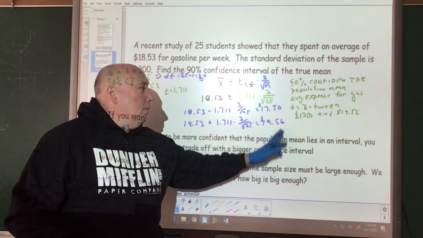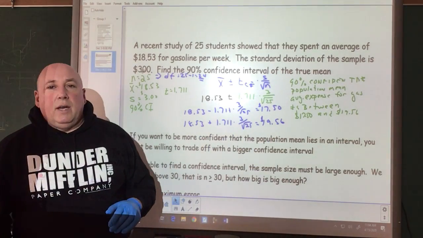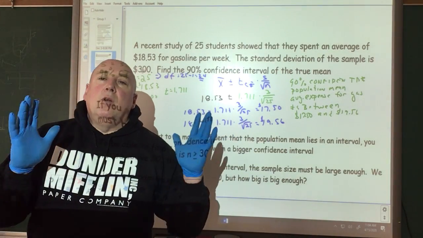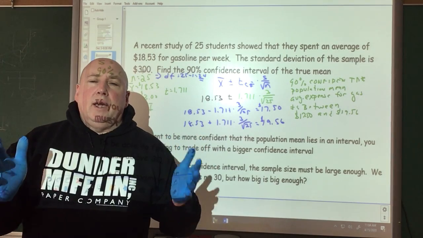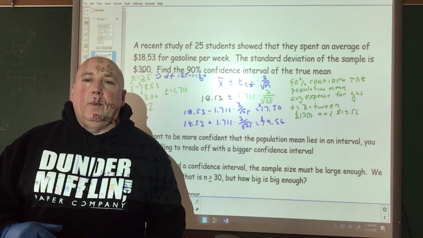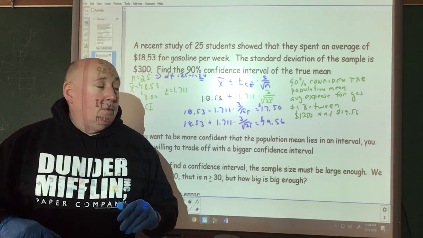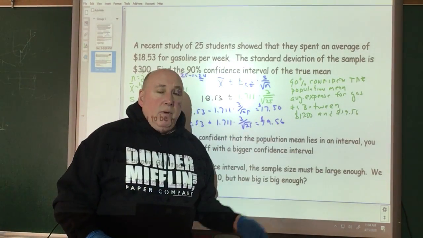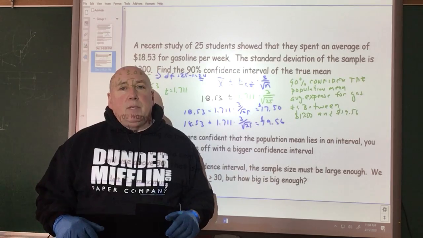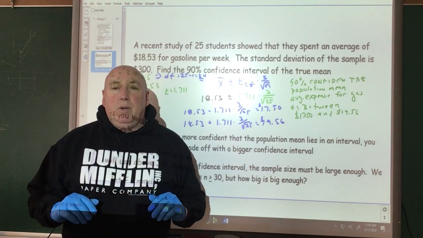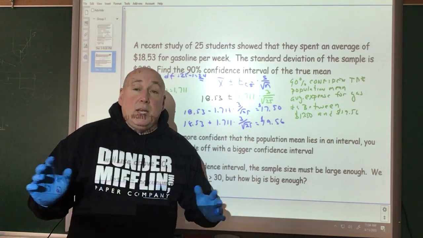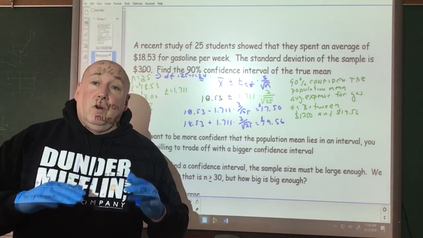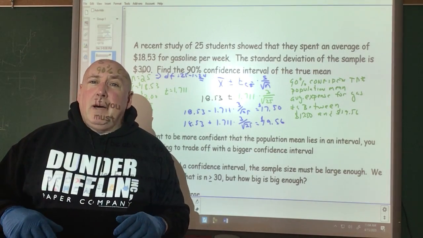Once again, you need to make sure you get this statement down here at the very end. We are trying to predict a population mean here, and we're 90% confident that it's going to be between these two values. That means we're 10% not confident it's going to be between those two values, but we're 90% confident it's in there. And if you're 90% confident, you feel pretty good about that.